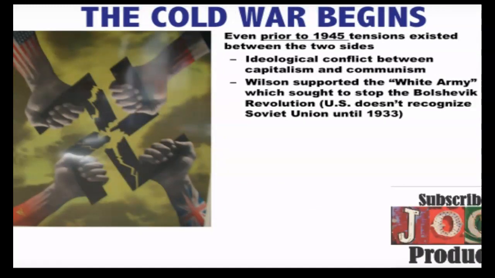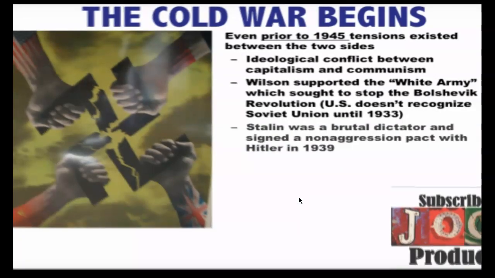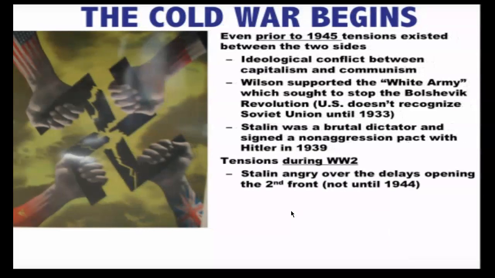President Wilson supported the White Army, which attempted to stop Lenin and the Bolsheviks from taking over during the Russian Revolution in 1917. The United States didn't even recognize the Soviet Union until President Roosevelt was in office in 1933. We knew that Stalin was a brutal dictator. We know that he signed that non-aggression pact with Hitler in 1939, and we never really envisioned ourselves becoming an ally, certainly, with the communist dictator Joseph Stalin.